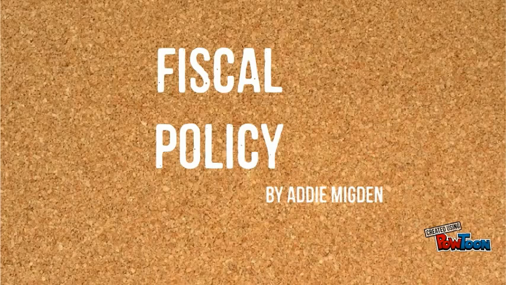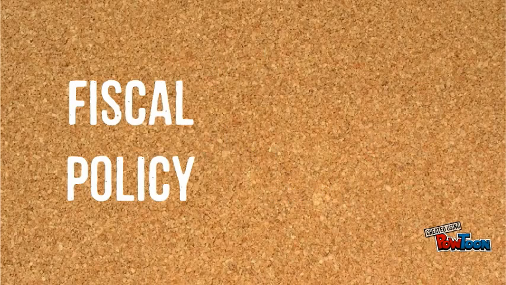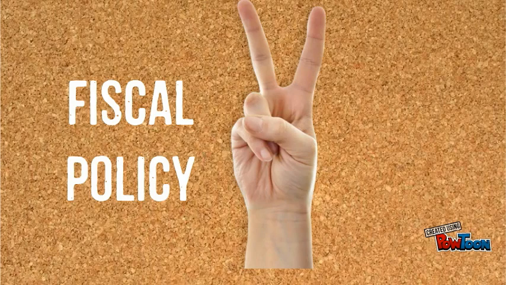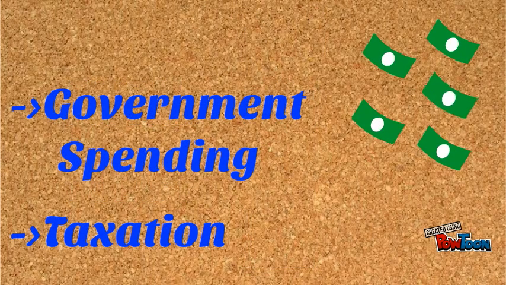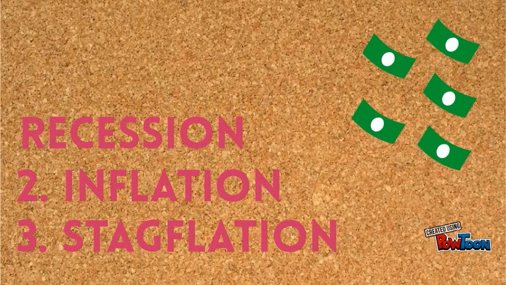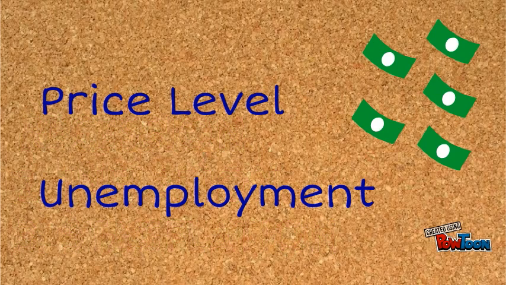Fiscal policy is one of two ways to influence the economy. Through changes in government spending and taxation, Congress can manipulate the status of the United States economy. Depending on each of the three key economic situations, which will be explained later, price level and unemployment are the two factors most affected.